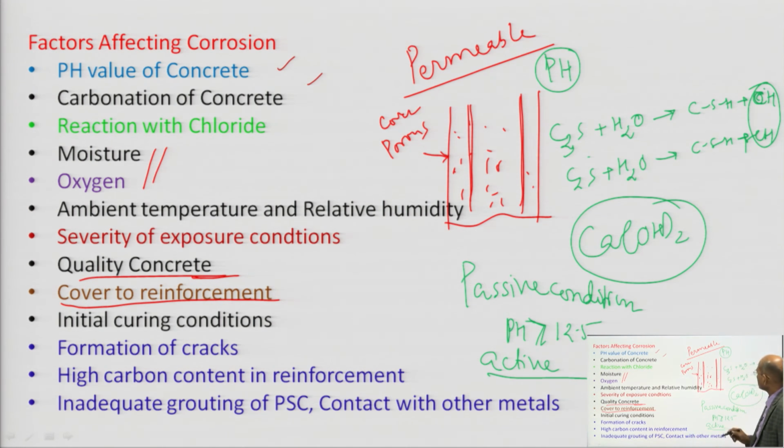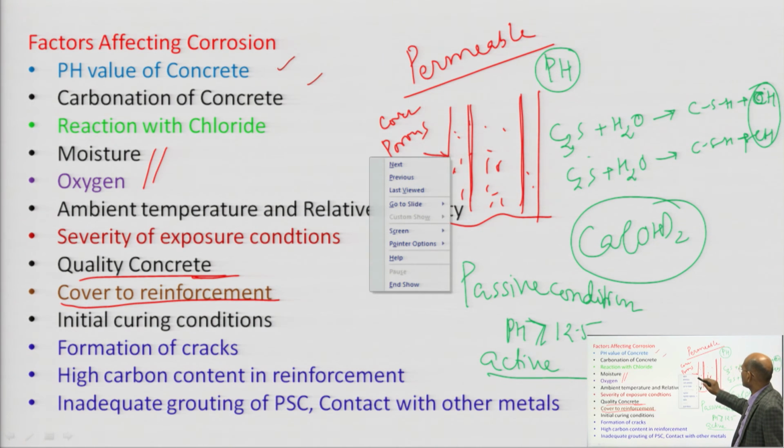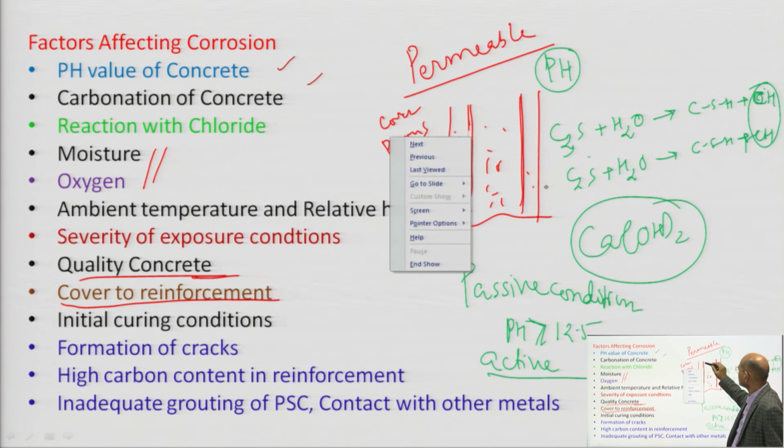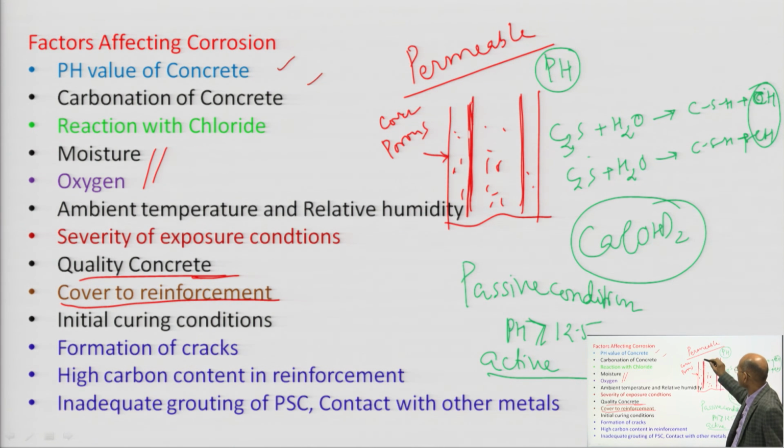So, what will happen? There will be ingress of carbon dioxide. That is going to reduce your pH value by reacting with the calcium hydroxide present in the concrete, which is responsible for making the concrete alkaline. So, alkalinity will go, and it will become neutral. So, passivity of this reinforcement will not remain, and it will become prone to corrosion. So, initial curing condition is very important.